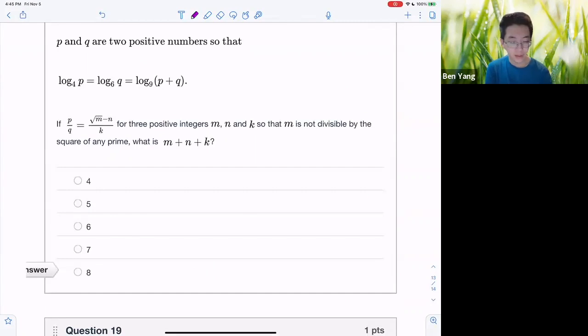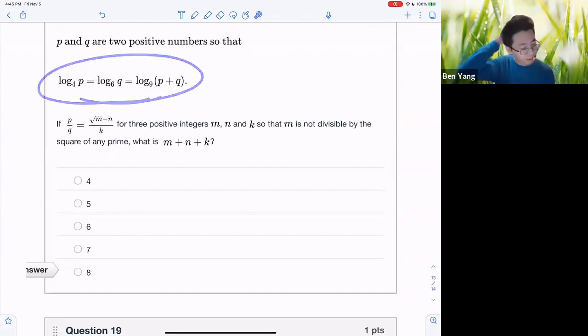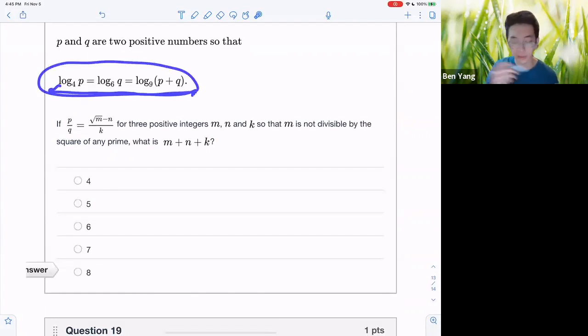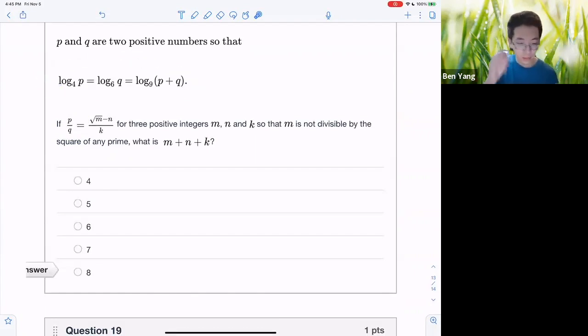Interesting question. P and Q are two positive numbers so that they satisfy the two equations here, and basically we want to find P over Q. A very interesting equation because it's not easy to deal with those expressions. They have different bases. Let's take a look. If we assume that all of them are equal to K, then what do we have?